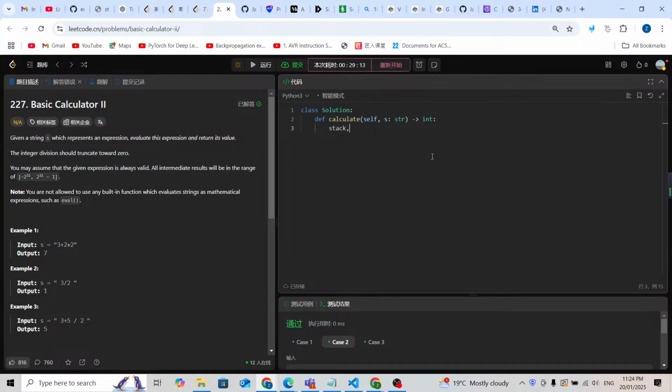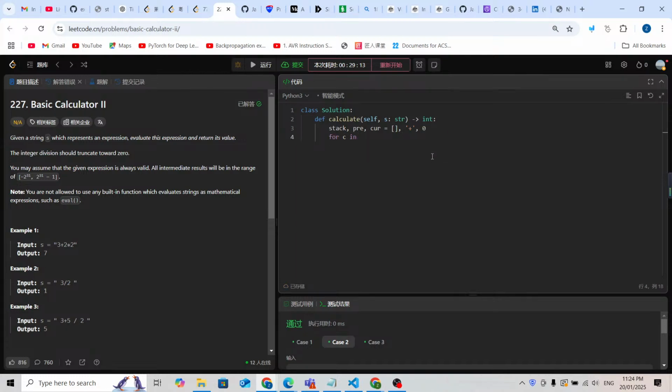Now let's prepare this algorithm. Definitely, we're going to need a stack, and we're going to need a previous sign. So I'm going to use previous, and I need a current to check the current number. The previous sign from the beginning, I'm going to set as a positive sign, and for the current, I'm going to set it as 0.